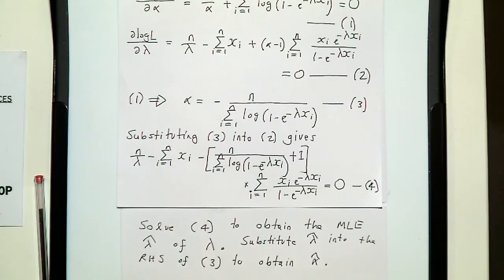See, if you look at equation 3, the right hand side involves only lambda. So if you replace the lambda in equation 3 by lambda hat, that will give you the MLE for alpha hat.